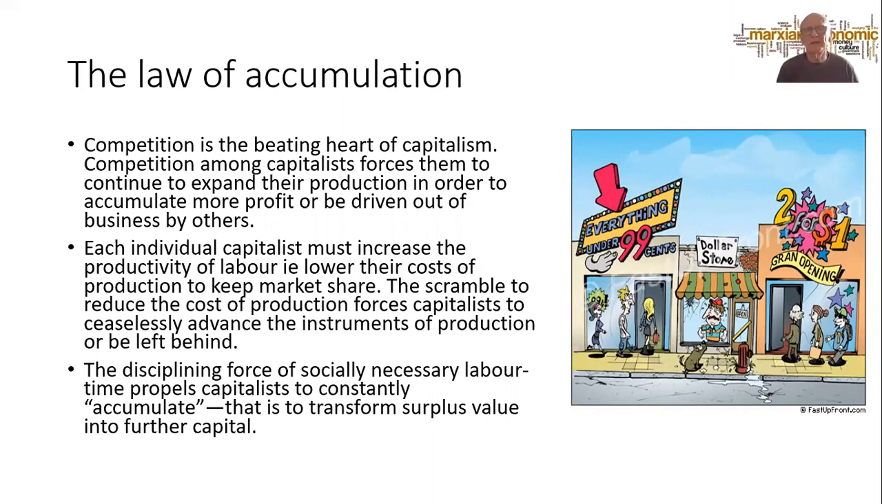We've seen in the first session different ways in which they can try and increase surplus value, but now they have to compete against other capitalists, so they're continually trying to find ways that they can accumulate more profit or be driven out of business by others who are more efficient, more effective, and gaining a share of the market. So each individual capitalist must increase their productivity of labour, lower their costs of production to keep their market share or improve it. So there's a scramble to reduce the cost of production.